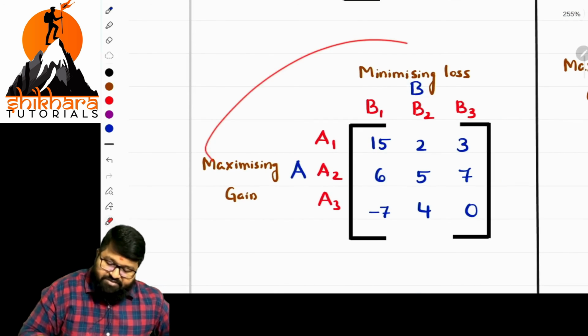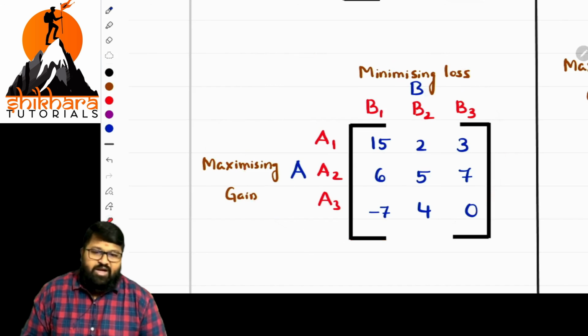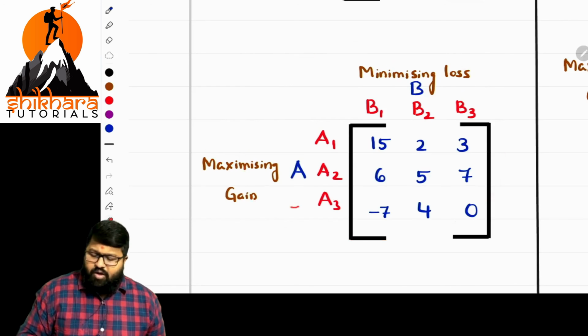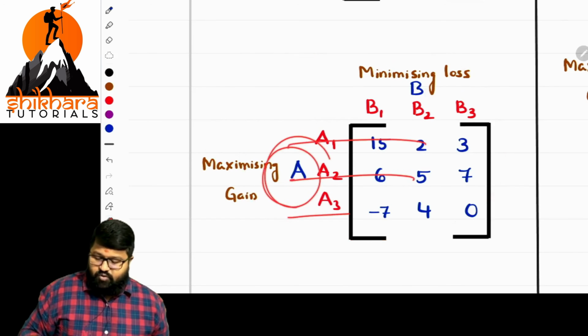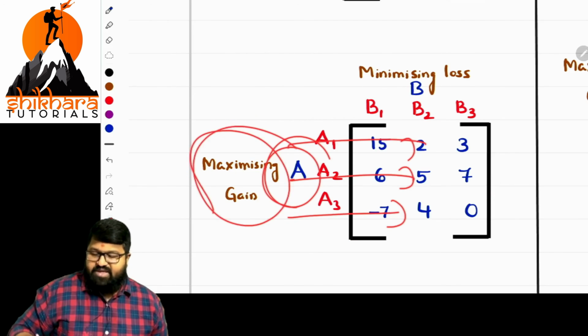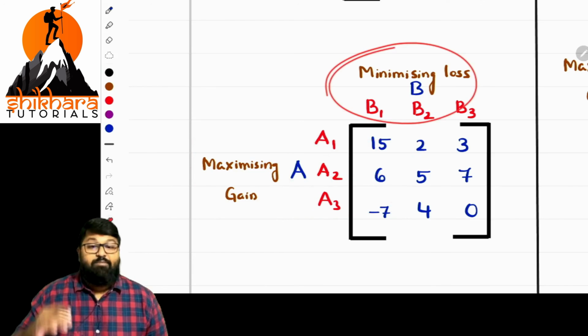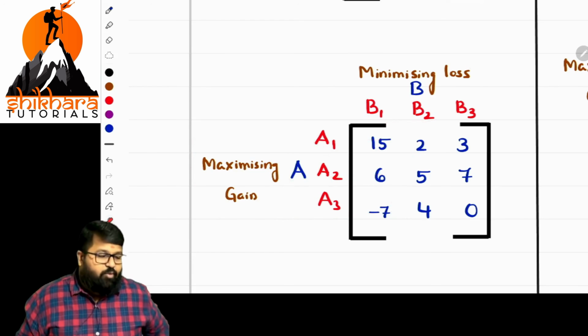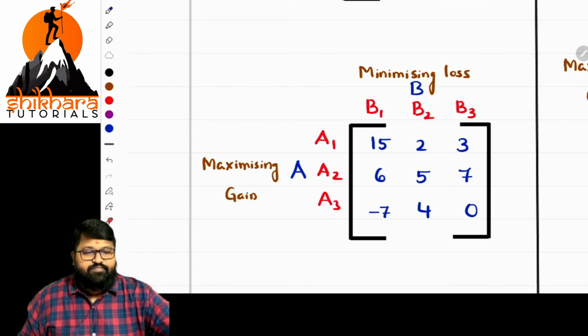So it is a representation. If the values are not given like A1 and A2, you can take them as A1, A2, A3. And always, the motive of the row player's strategy is what? Maximizing gain. And what about columns? Minimizing the loss. Their main motive is to minimize the loss.